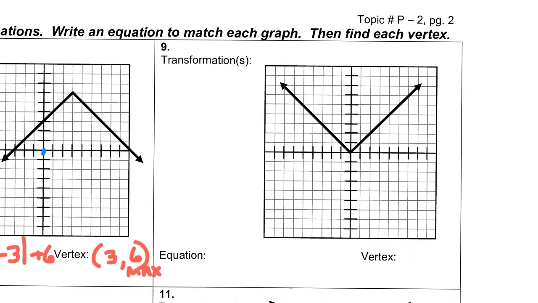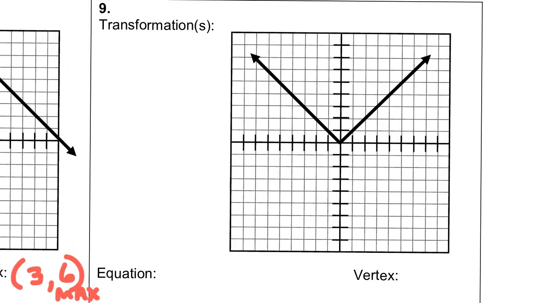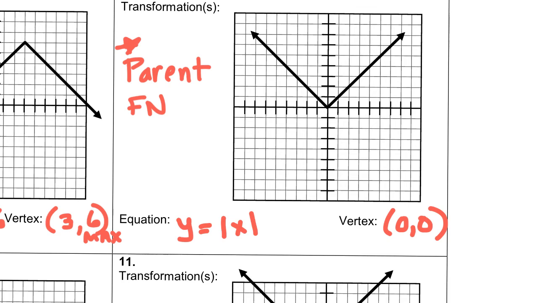Let's look at number 9. A transformation. We can see that it opens up and it's oriented around the origin. So this is the parent function. No transformations happened. So please put a star by this and write down that it is the parent function. Since it's the parent function, it has a vertex of 0, 0, which is a minimum value, and the equation is y equals the absolute value of x.